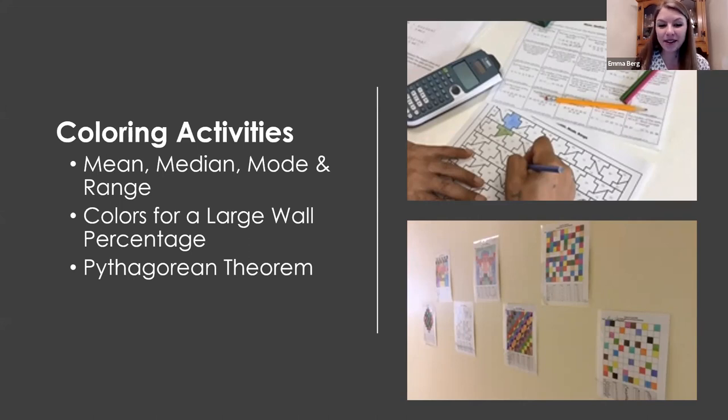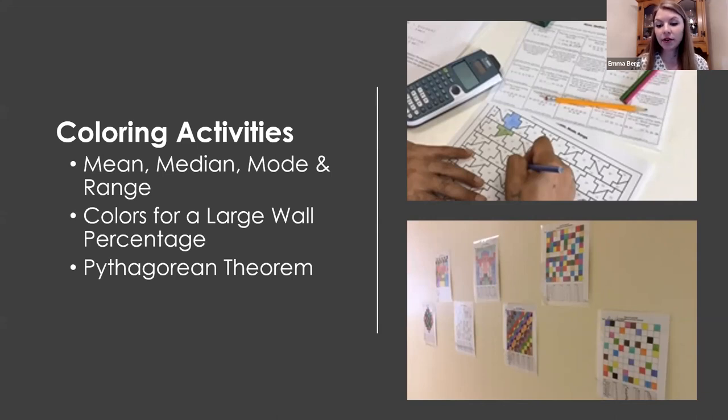Another math lesson that involves coloring is based on a painting called Colors for a Large Wall that hung in the Metropolitan Art Gallery in New York City. The artist took individual canvases, painted them in solid colors and arranged them in a pattern on the wall. You can see in the bottom picture some of the patterns that my students have created. We take a 10 by 10 table and I tell them to color in blocks, either in a pattern or randomly, however they would like to do it.